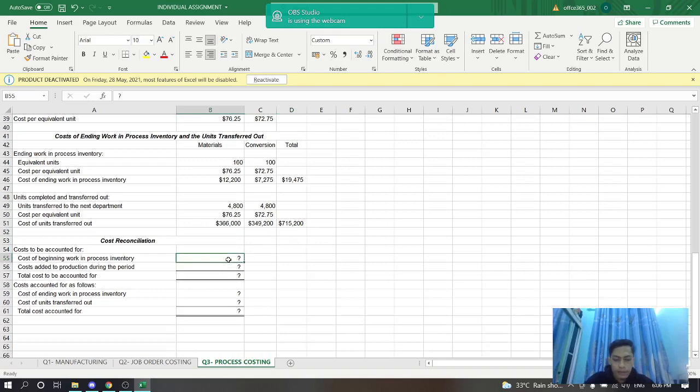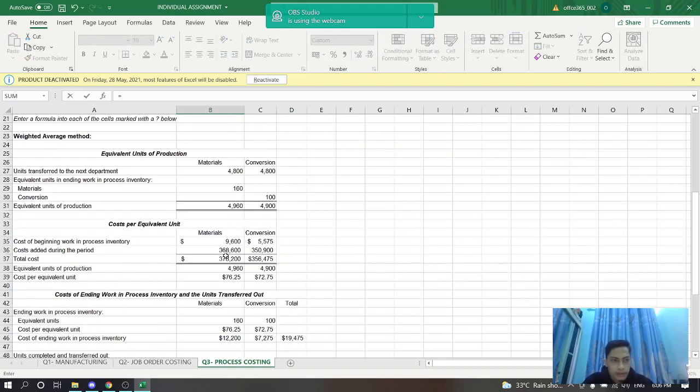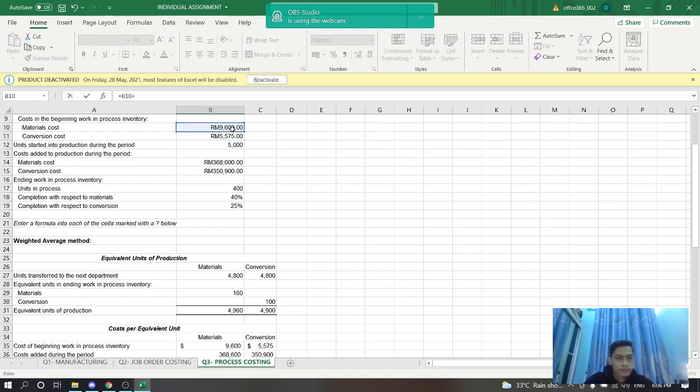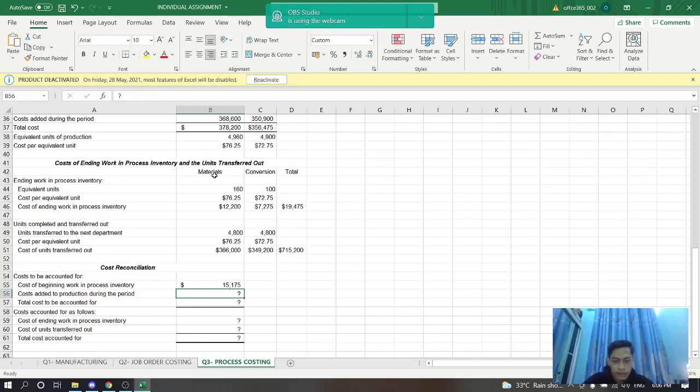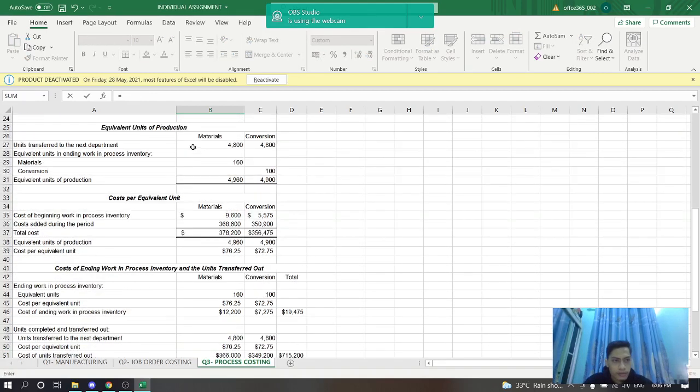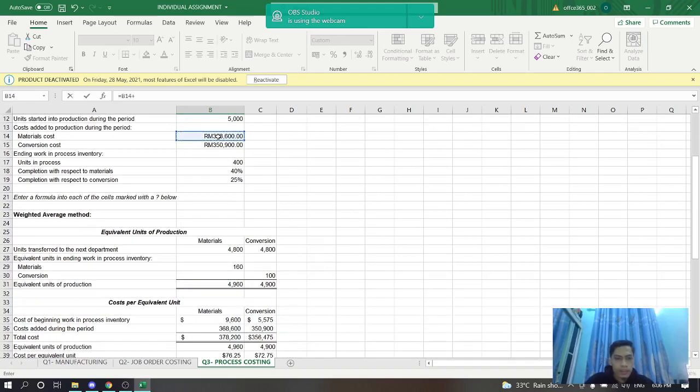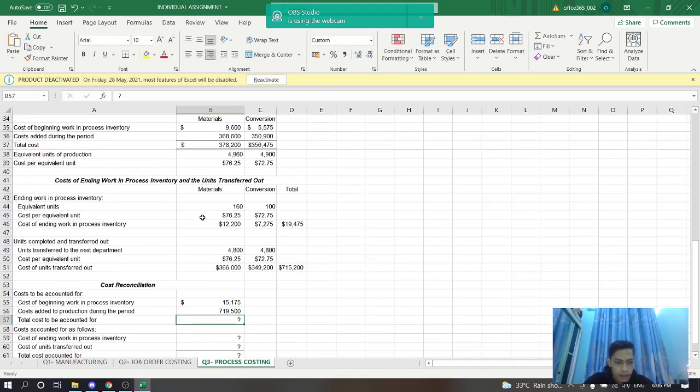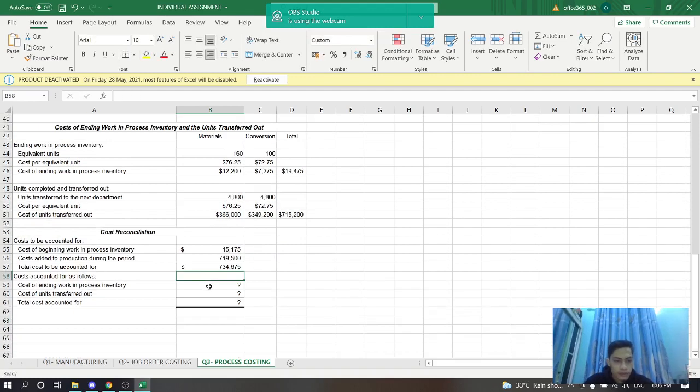Okay, cost to be accounted for, cost of the beginning work in process plus these two, cost added to production also plus these two, material and conversion, and then total cost to be accounted for is the sum of these two, and then cost of ending work in process inventory, the sum, then cost of unit transferred out also the sum, total cost accounted for, sum of these two.